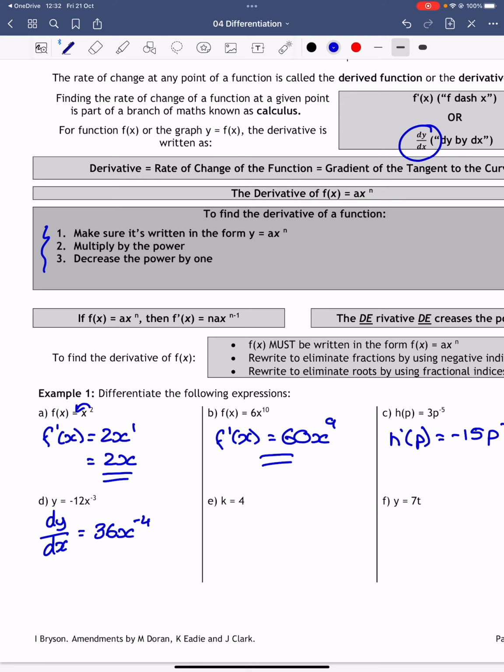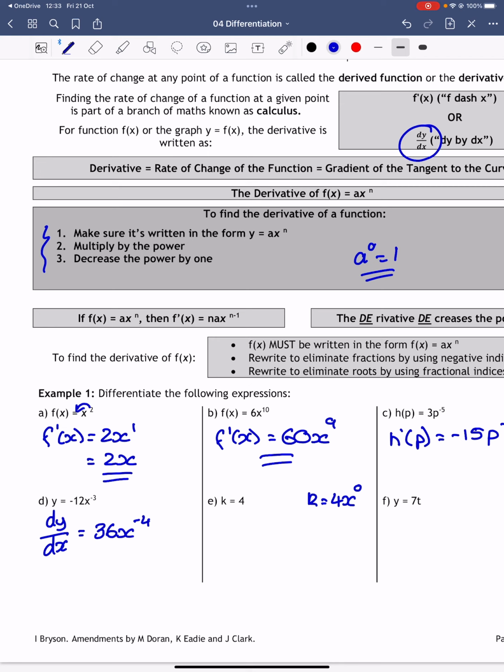This next one, it says k is equal to 4. Now, in the other examples, we've had 2 letters here. This one doesn't. Technically, yeah, we do. What I could say is this is the same as saying k is equal to 4x to the power of 0. You'll remember from your National 5 index laws that anything to the power of 0 is 1. So 4 times x to the power of 0 is just the same as saying 4 times 1, which is 4. So I can go ahead and differentiate that.